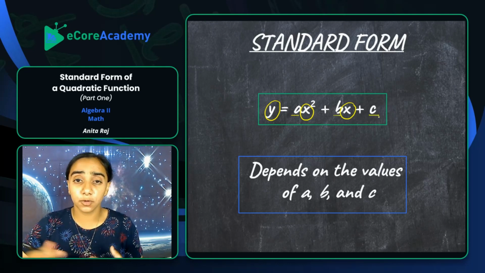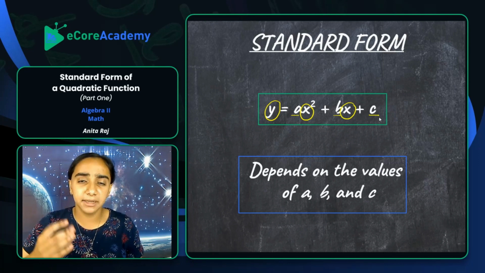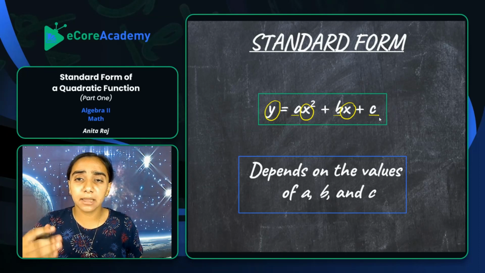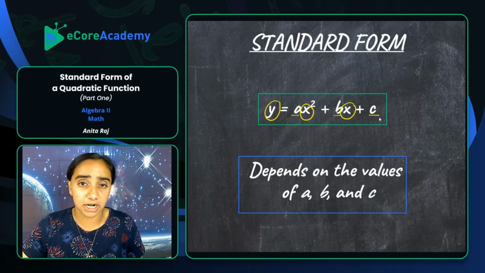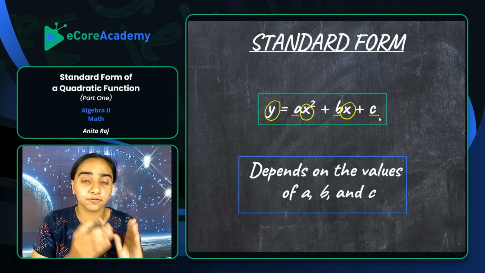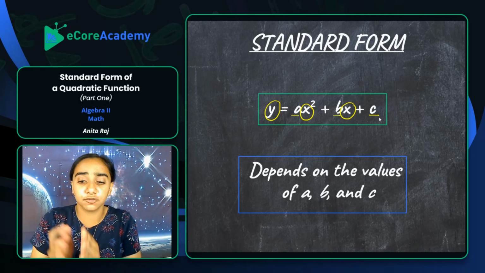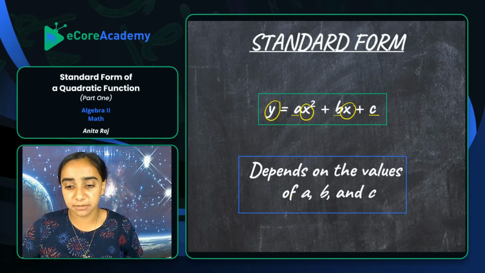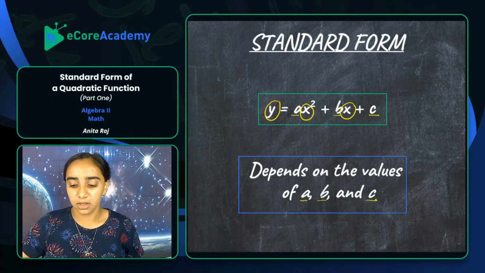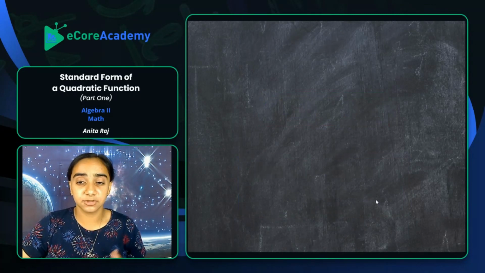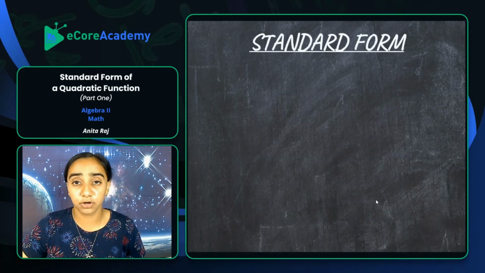So the whole process of understanding standard form is that a, b, and c change. So what a, b, and c are determines the properties of this quadratic function. Those are the variables that change, and those are the variables that differentiate one quadratic function from another. So I just want to emphasize it depends on the values of a, b, and c. Okay. Let's go to the next slide, which is just a continuation of standard form. We're going to be breaking down what a, b, and c exactly are.